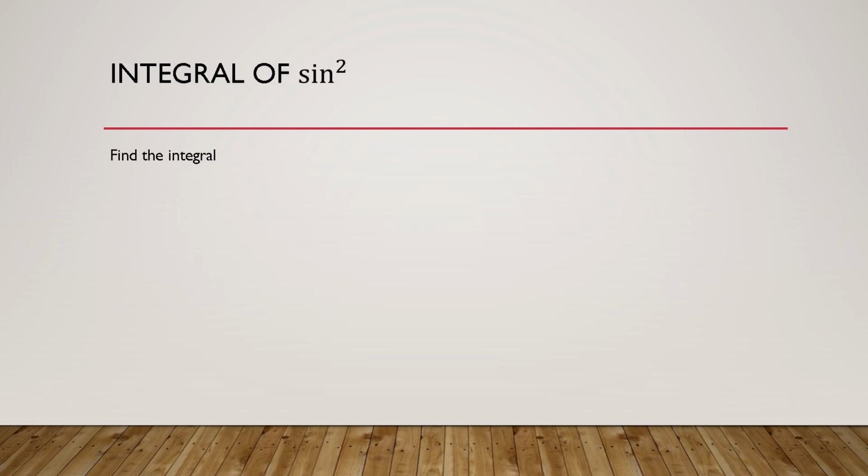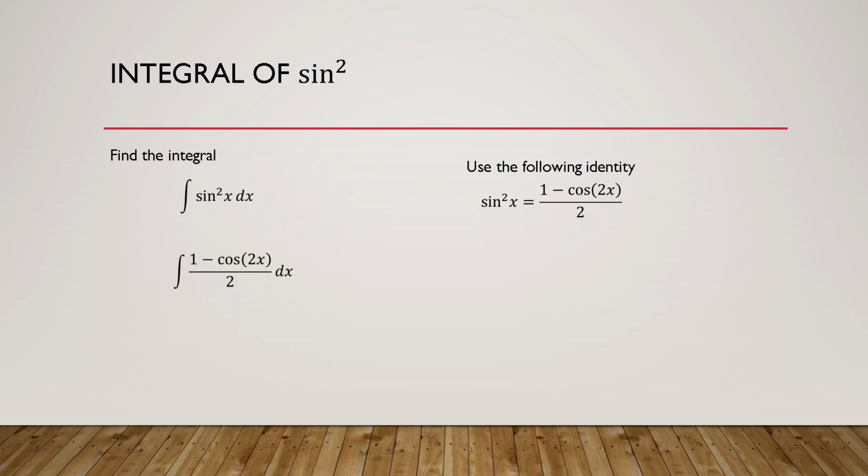We'll start with the integral of sine squared. To solve this integral, we need the identity sine squared of x equals 1 minus cosine 2x over 2. When we replace this identity, we can start by removing the 1/2 from the integral as a constant, leaving us 1/2 the integral of 1 minus cosine 2x dx. We can then separate the integral at the minus sign.